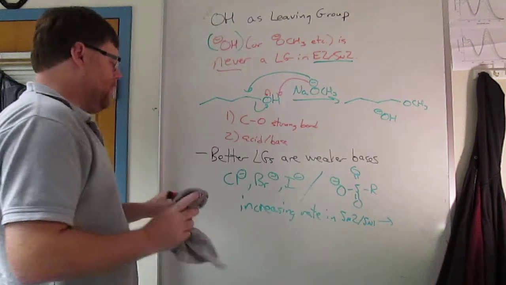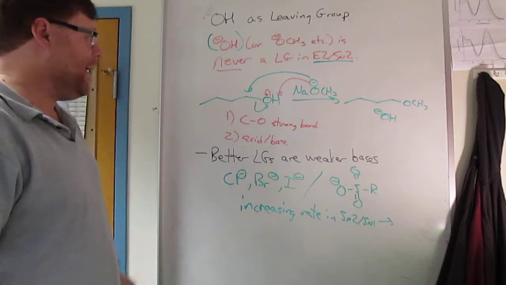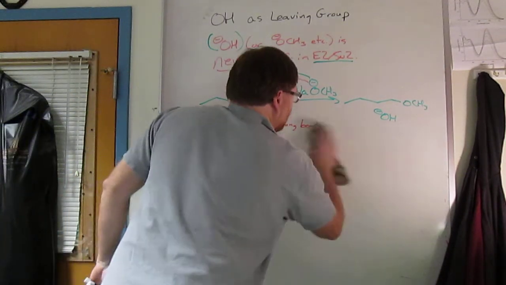Okay, so again, weak bases are good leaving groups. Hydroxide, methoxide are never good leaving groups. Never a leaving group in SN2, SN1, or E2, E1.